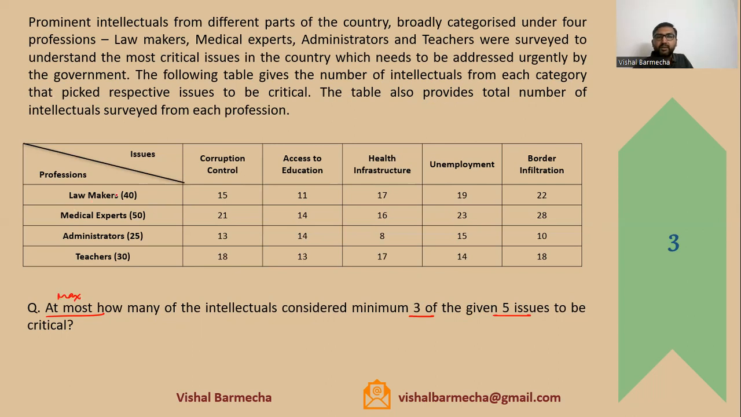हर एक क्लास में, लॉ मेकर्स में, let me add up 15, 11, 17, 19, 22. इसको पूरा को ऐड कर लेते हैं. तो कितना आ रहा है? We are getting 84 we are getting over here.